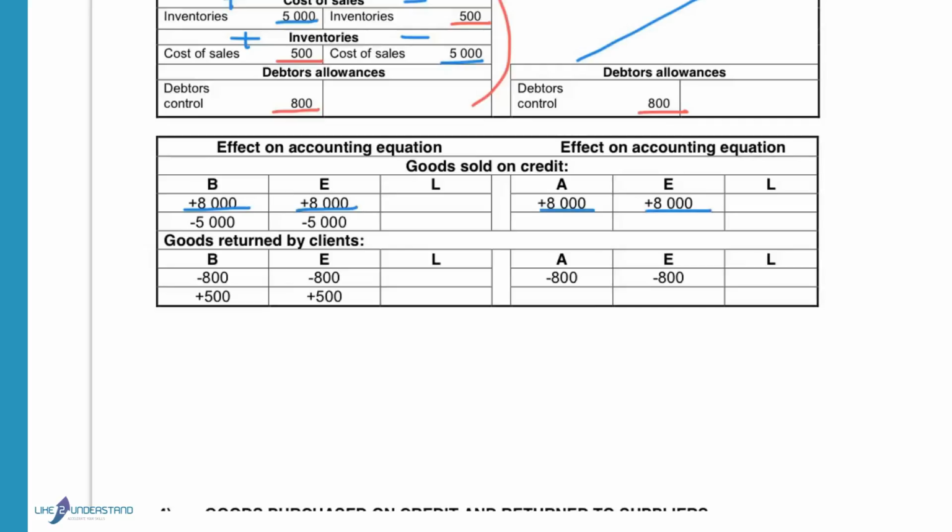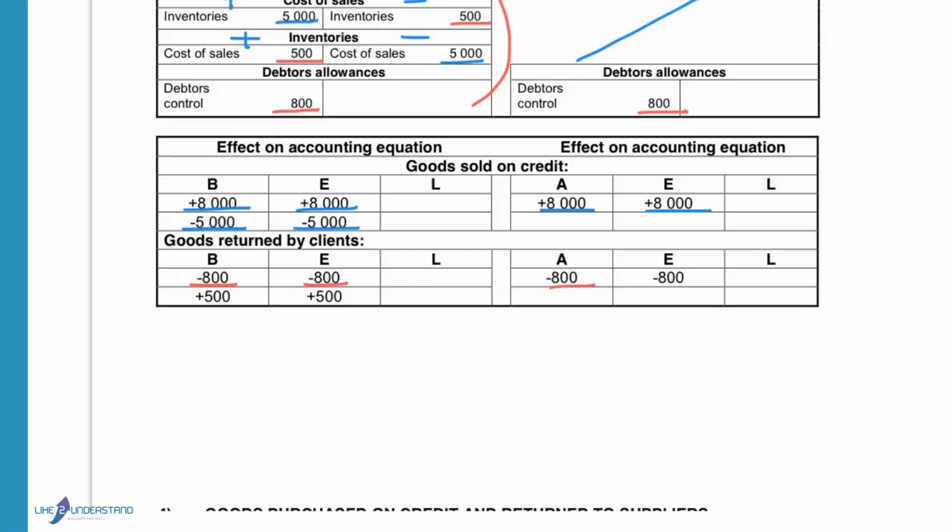inventory during the year. In the perpetual system, you will indicate that your assets decrease with 5,000 because you sold goods, and you will indicate that equity decreases because cost of sales is an expense that will decrease my profits. When goods are returned by clients, the assets will decrease because the debtors owe less money. Debtors allowances reduces your profits, so equity will decrease.